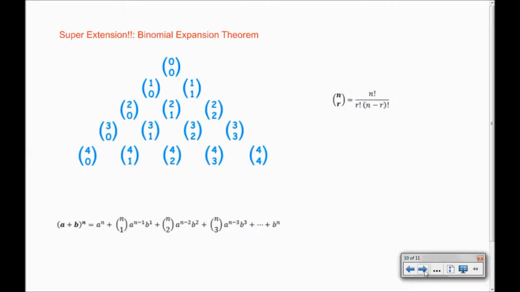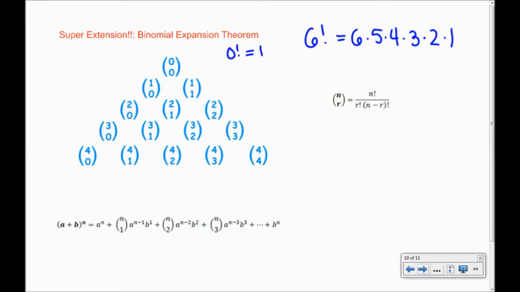Back to Pascal's triangle. We can write Pascal's triangle using the binomial coefficient. Okay, this binomial coefficient, it just requires some use of factorials. So, for example, 6 factorial is 6 times 5 times 4 times 3 times 2 times 1. That's all factorial means. That's what that exclamation point is. 0 factorial, by the way, is 1, and so is 1 factorial.